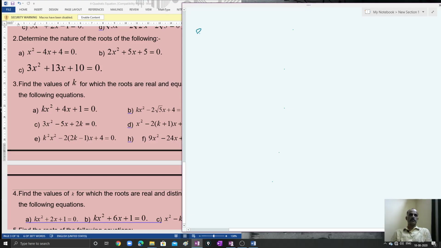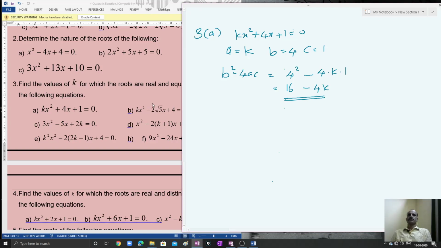Let us take question number 3a. Roots are real and equal. What is that? kx square plus 4x plus 1 equal to 0. This is the first question coming there. What are a, b, c? a is equal to k, b is equal to 4 and c is equal to 1. What is b square minus 4ac? That is equal to 4 square minus 4 into k into 1. That is 16 minus 4k.